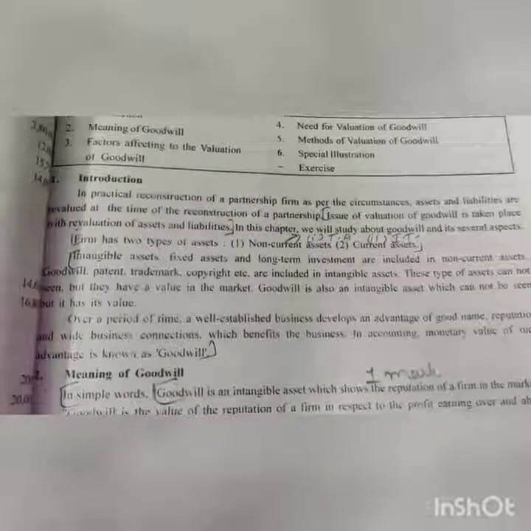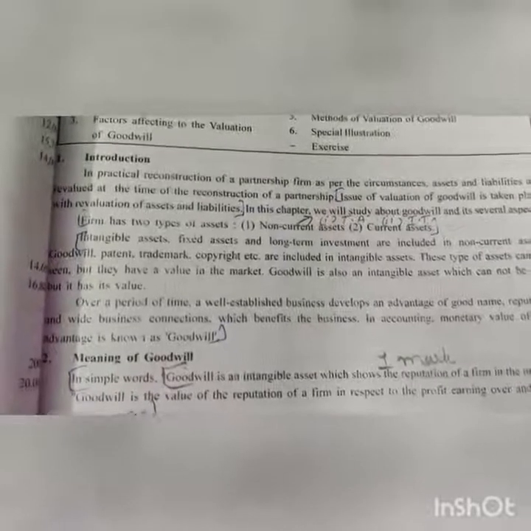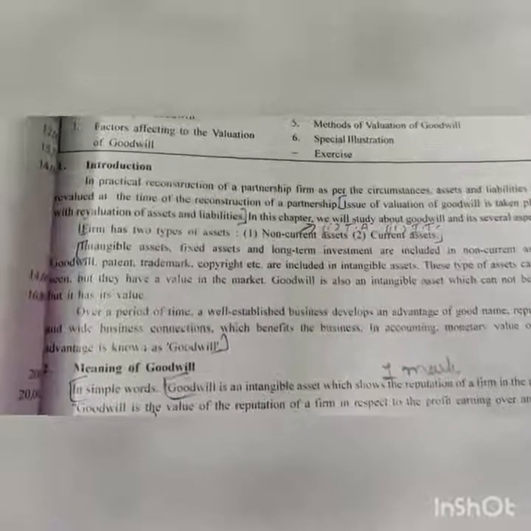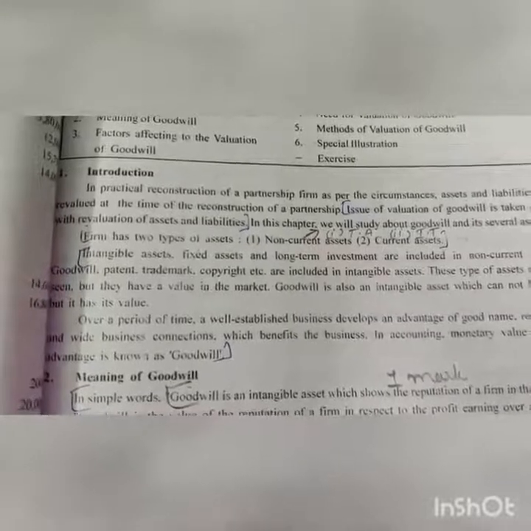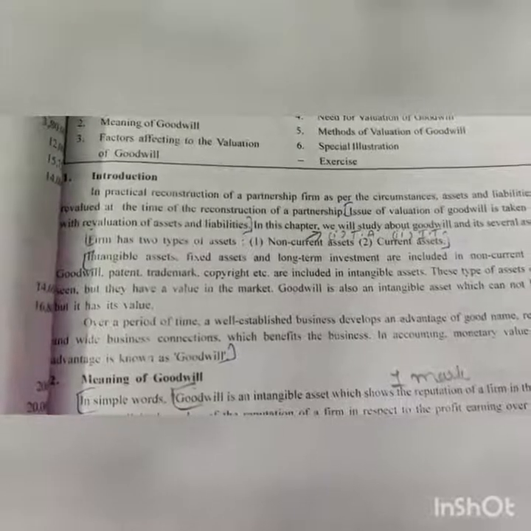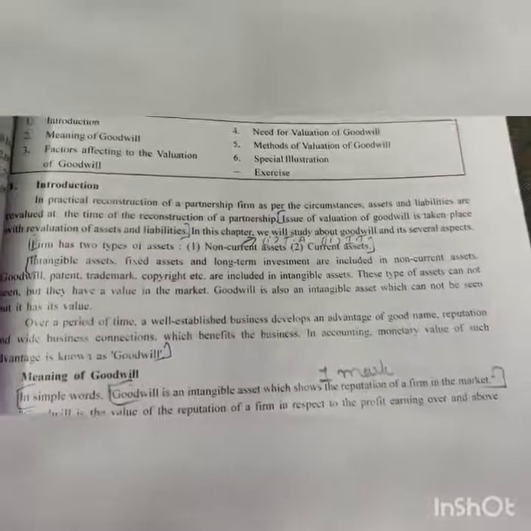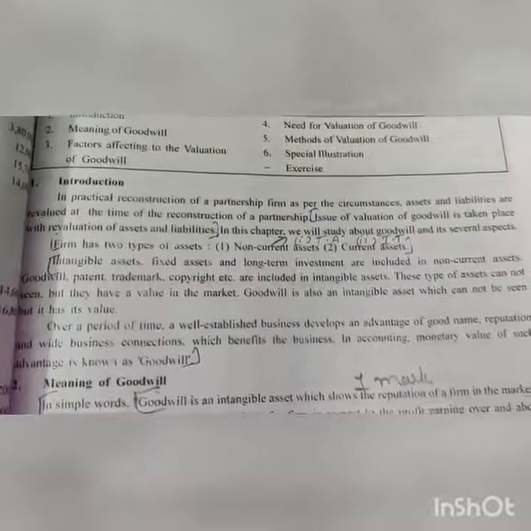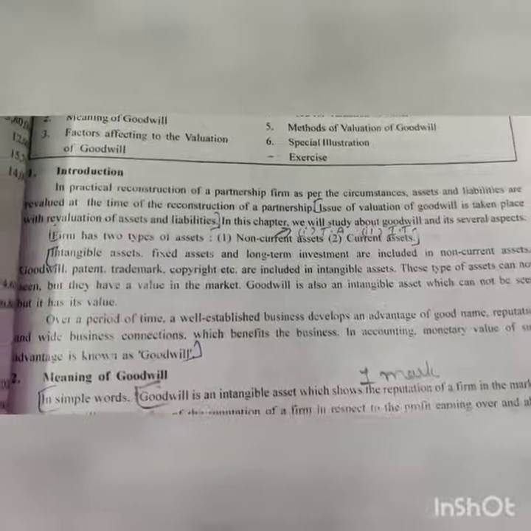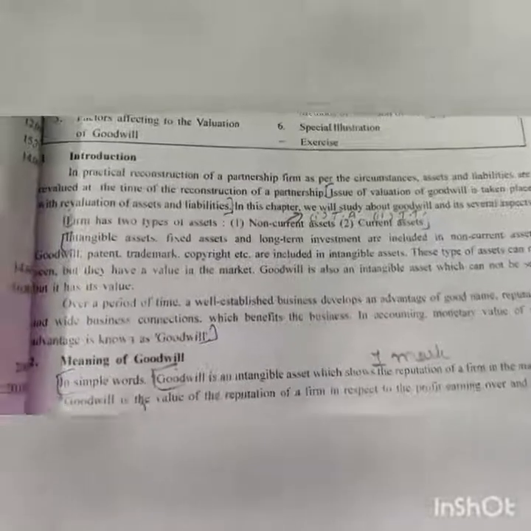Copyright means the right to publicly issue something. For example, T-Series cassettes or anything, they have their own rights, and only they can issue those particular cassettes in the market. This is known as copyright, their own right to issue that thing in the market. So these are all intangible assets. This type of asset cannot be seen, but it has a value in the market. Goodwill is also an intangible asset which cannot be seen, but it has its own value. We'll see further.